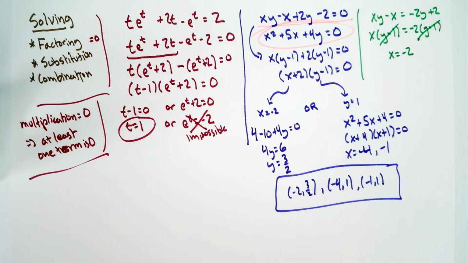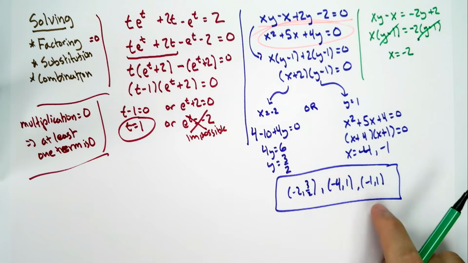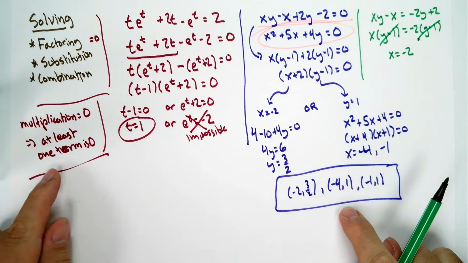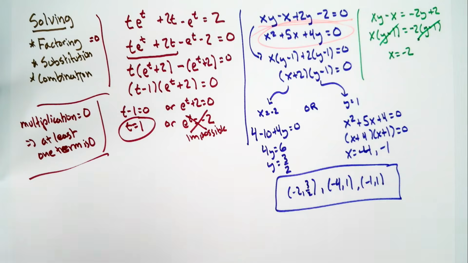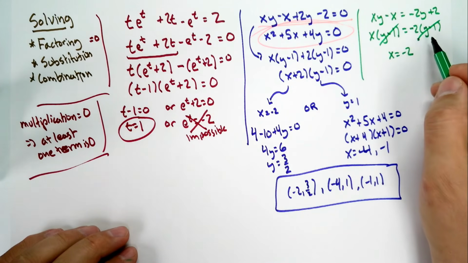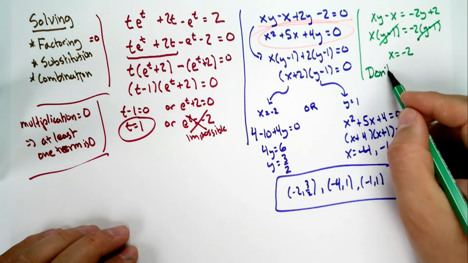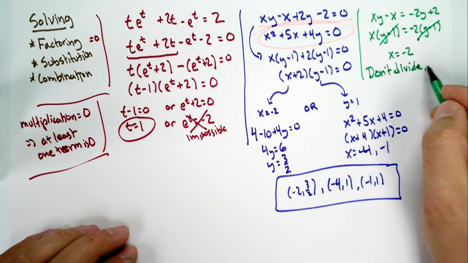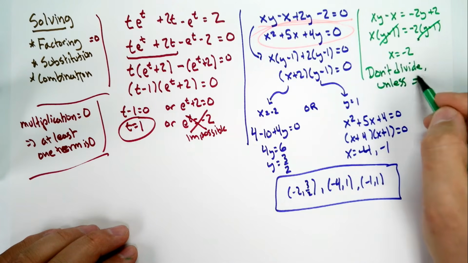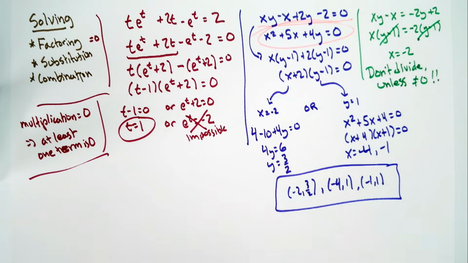Now at this point you should say, well, okay, so I'll get the point negative 2, 3 halves. But what happened here? Remember, we said that 0 is powerful. And so with this great power comes great responsibility. And here, what's the danger? Y minus 1, maybe that was 0. So remember, don't divide to cancel unless you are 100% sure it's not 0, because if it is 0 and you cancel it out, you lose solutions.